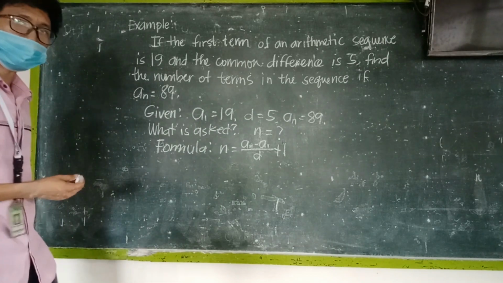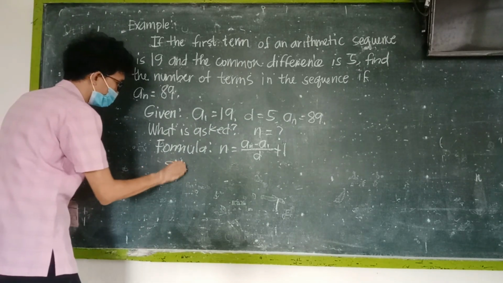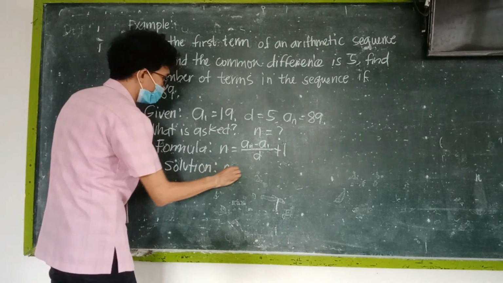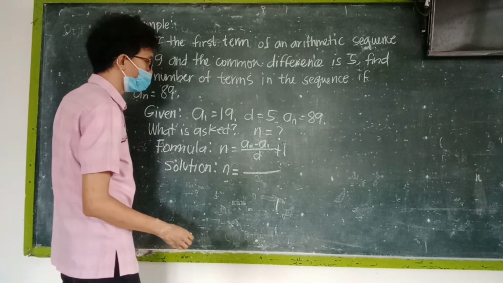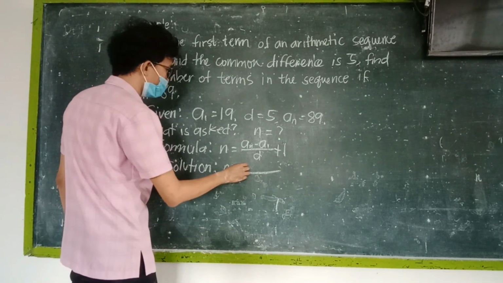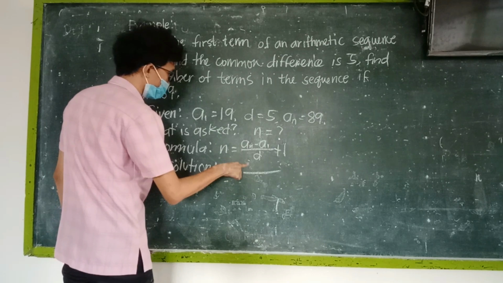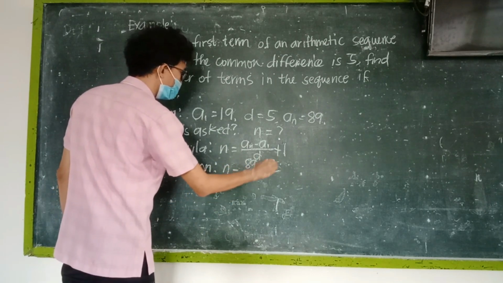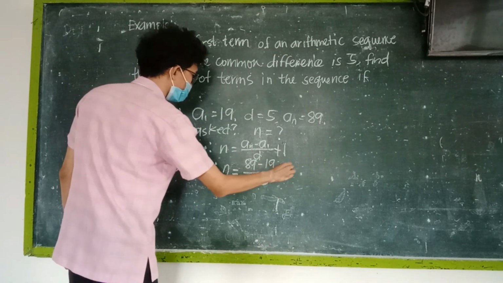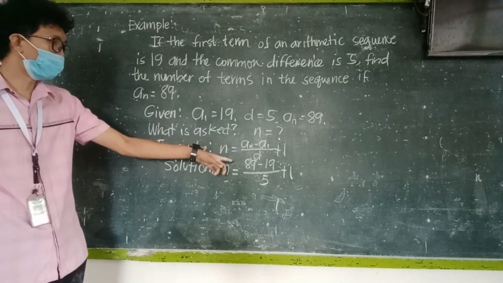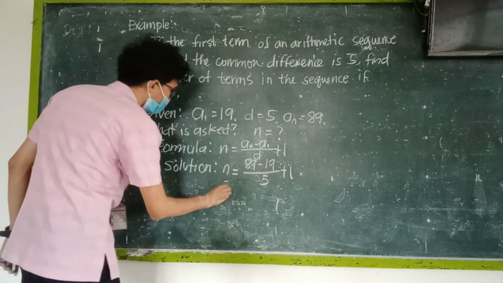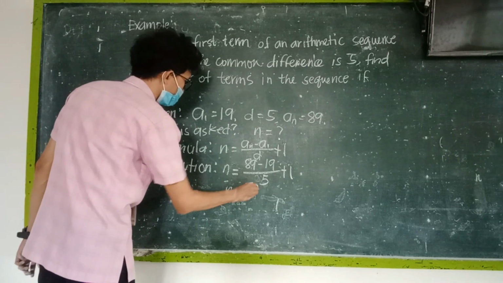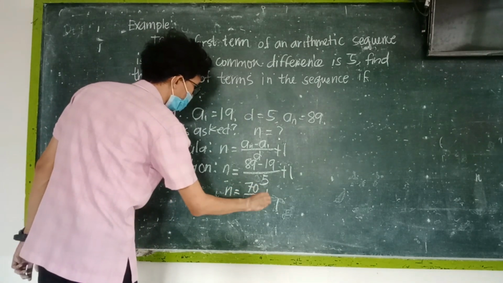So, we will solve now the problem. So, we have solution. We have n is equal to a sub n, rather, which is 89 minus 19 all over 5 plus 1. So, isasubtract muna natin yung numerator. In this case, we have 89 minus 19 is equal to 70. 70 divided by 5 plus 1.